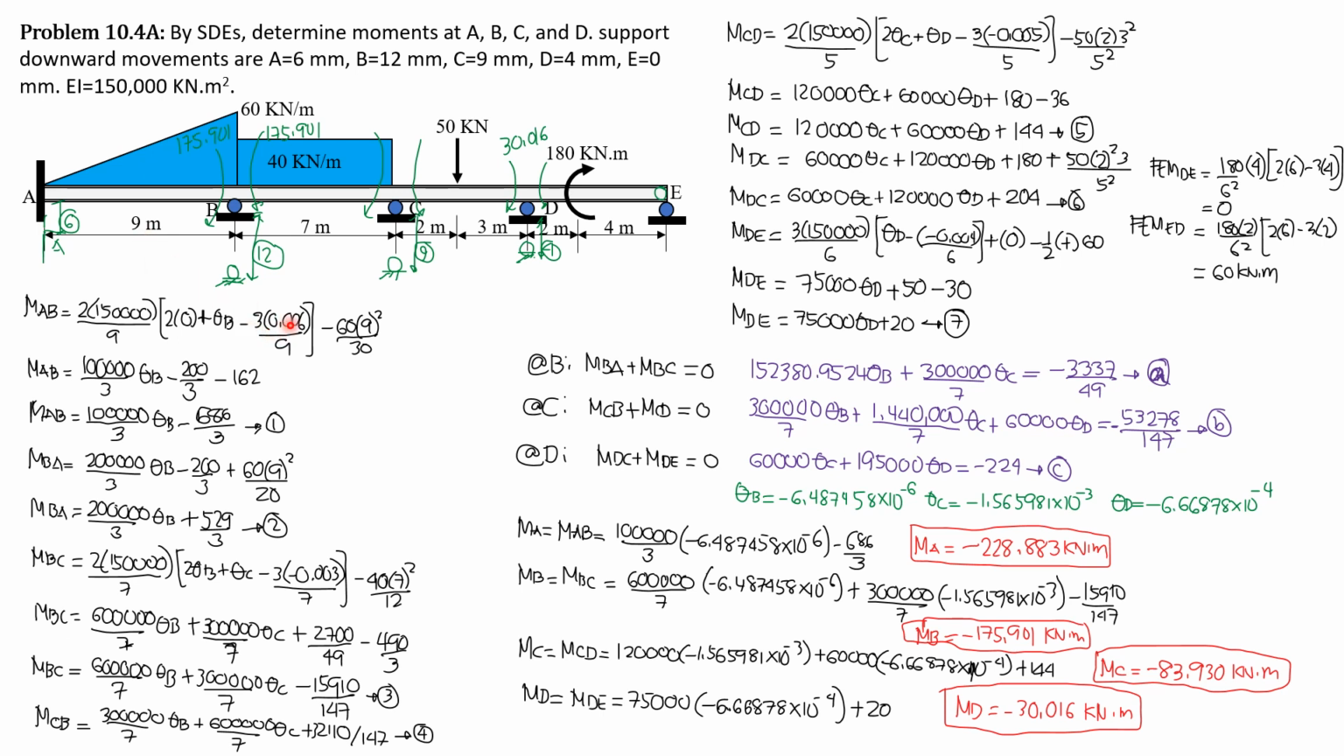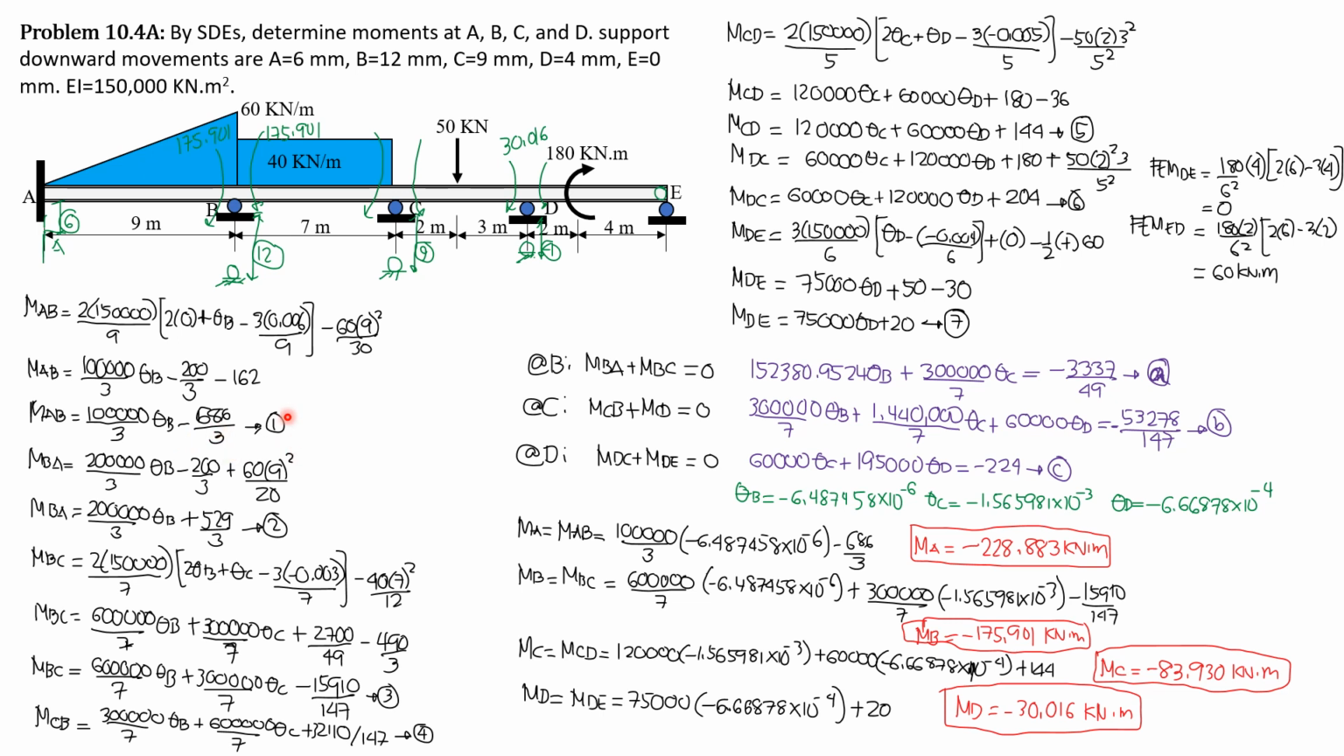So minus 3 times delta 0.006 over 9, then fixed end moment at A is negative because it is at the left end. So negative WL square over 30, 60 times 9 square over 30 for this triangular loading. Simplifying, we have 100,000 over 3 theta B, then the value of the side swing moment is negative 200 over 3, then minus the fixed end moment due to the load, 162. Combining, MAB is 100,000 over 3 theta B minus 686 over 3.